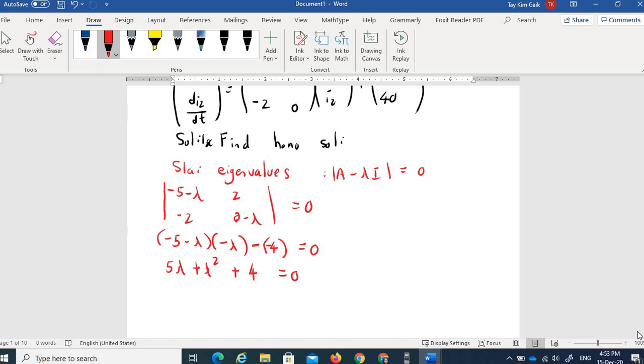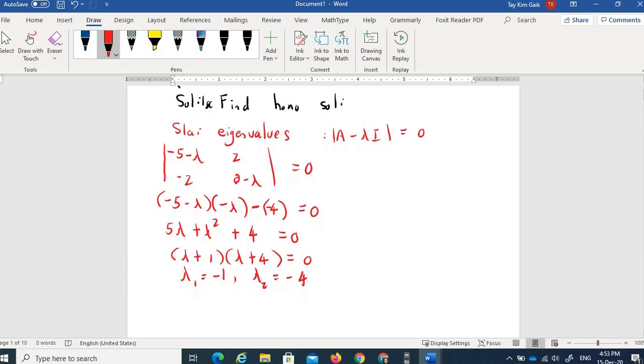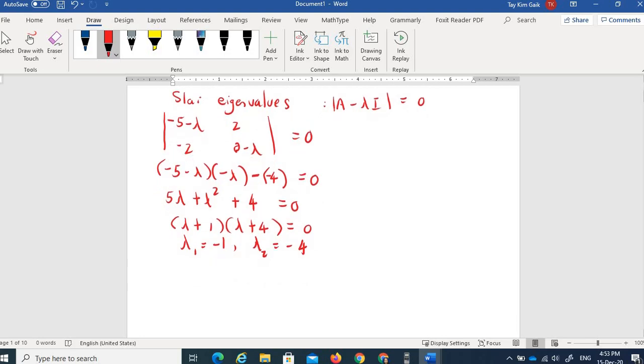Okay, and then here, lambda plus 1, lambda plus 4 equal to 0. So we have lambda 1 equal to negative 1, lambda 2 equal to negative 4. This is step 1A, finding the eigenvalue. Okay, after you get the eigenvalue, step 2, you find the eigenvector.